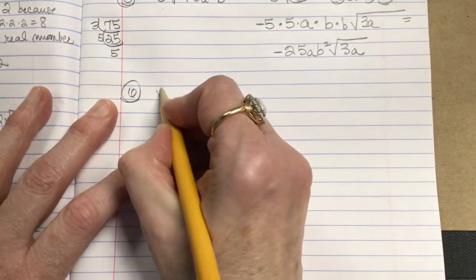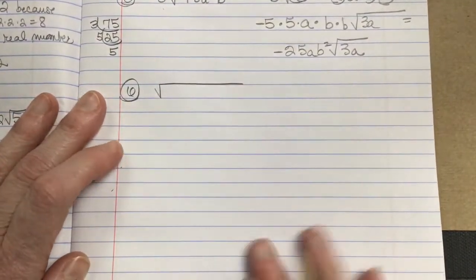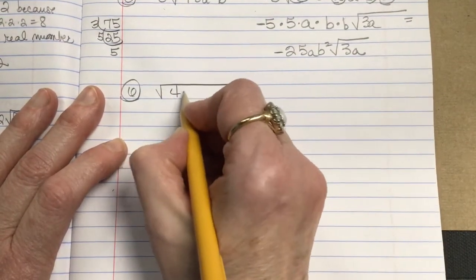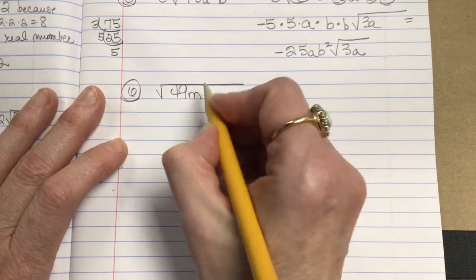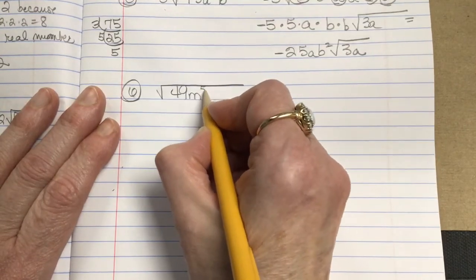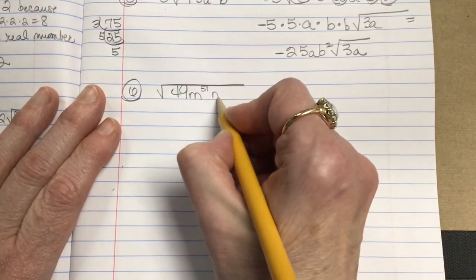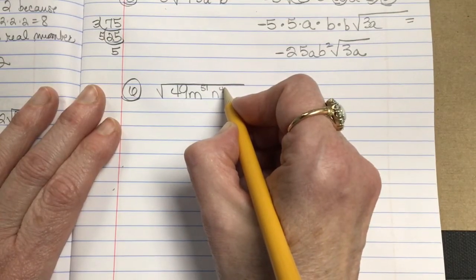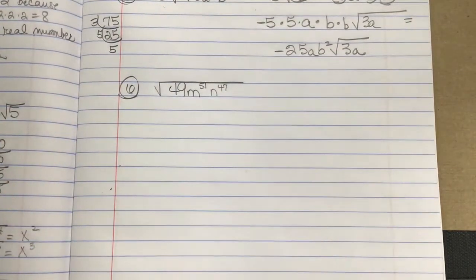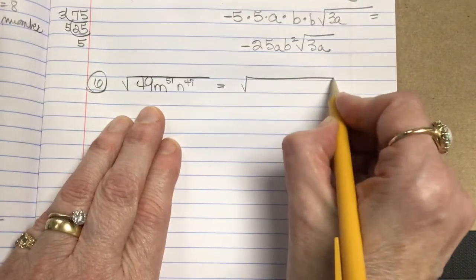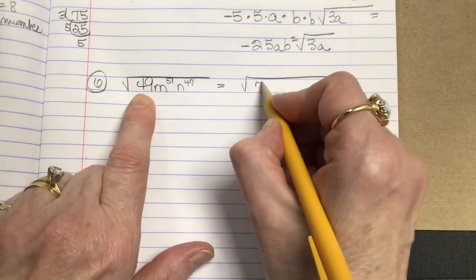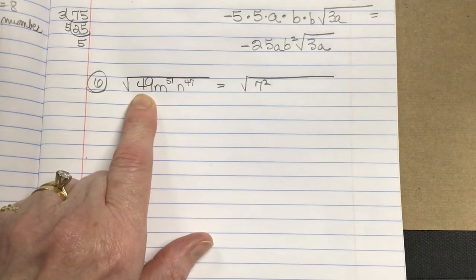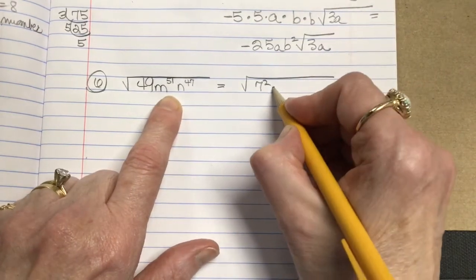Let's do the square root of 49 m to the 51 and n to the 47. 49 is a perfect square, so I can leave it 49 or I can write it 7 squared. That's its factor tree.